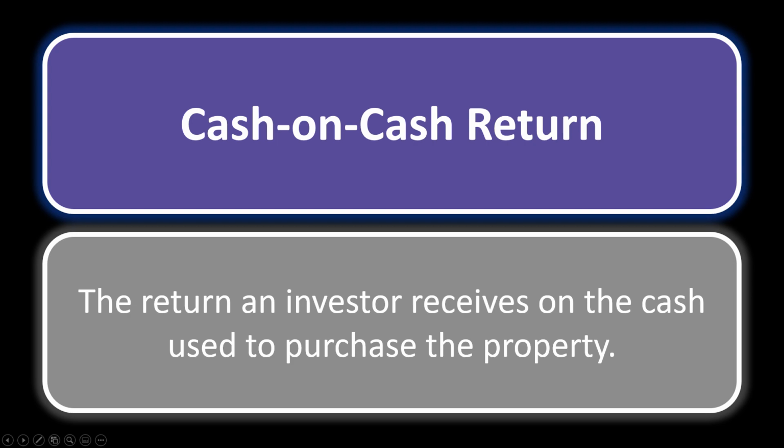Cash on cash return. This is not a huge thing you need to know about, but it sometimes pops up. I, for instance, needed to know about it. Hint, hint. So cash on cash return. What is it? Well, cash on cash return is the return you get on the cash that you invested. So the return an investor receives on the cash used to purchase the property. So the cash you put in, what is that return you are receiving based on that cash invested? And that is the calculation called a cash on cash return.